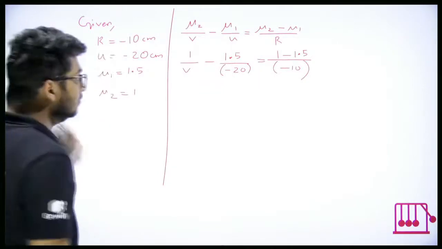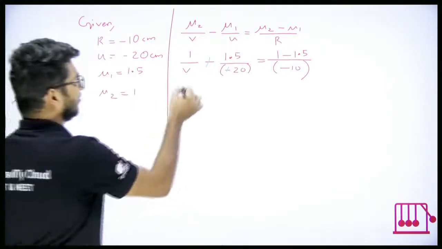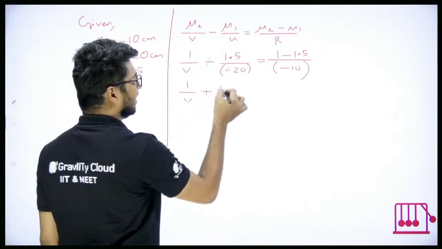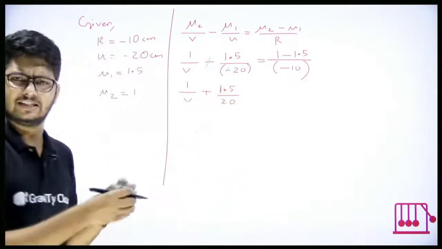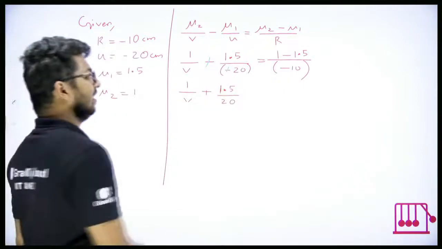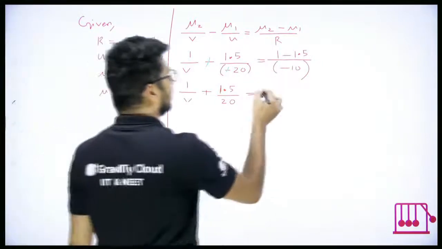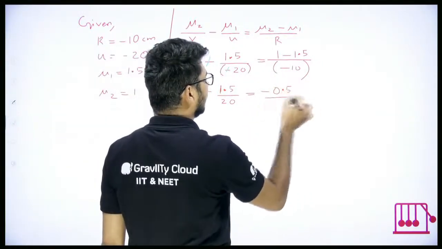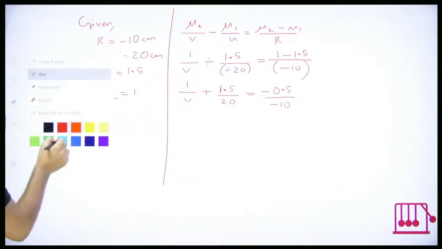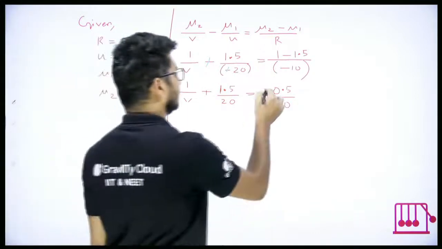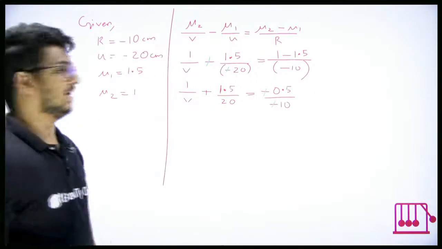Then let us solve it. Here, minus minus cancel. Right. So what will remain? 1 by V, minus minus cancel is plus 1.5 by 20. I'm not solving it, I'll just keep it that way. Then is equal to 1 minus 1.5. How much? Will be minus 0.5 upon minus 10. Obviously minus minus will get cancelled out. That is fine. But if I look at 0.5 by 10, now how do I solve it?